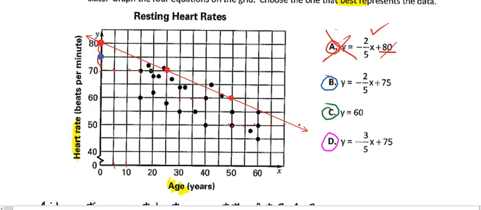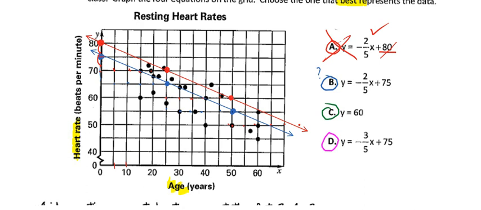Here's 75, and down 2, over 1, 2, 3, 4, 5. Down 1, 2, over 1, 2, 3, 4, 5. I think that's enough. Let's draw a line through them. Now, to me, that looks more centered in the data. So this one, I think, might look good.